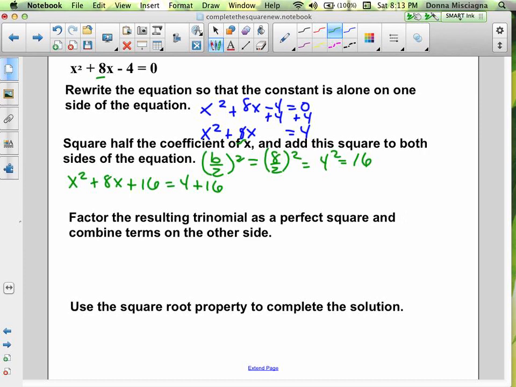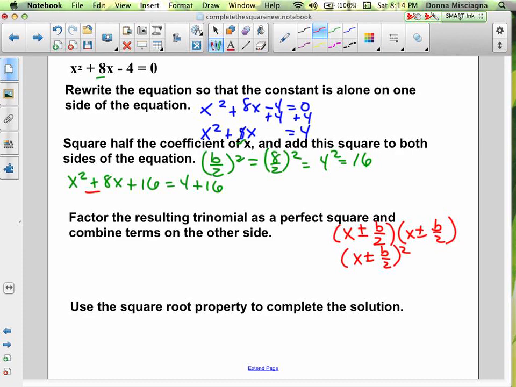We're going to factor the resulting trinomial as a perfect square and combine the terms on the other side. We're just going to add the 4 and the 16 on one side, and factor the x squared plus 8x plus 16. These always follow a pattern. There are two ways you can think of it, and it gives you the same answer, so use whatever's easiest for you. It'll always be x plus or minus, plus if the coefficient is positive and minus if it's negative. The c term is always positive because we squared something, but the coefficient in front of x could be positive or negative. So it's x plus or minus b divided by 2, and there are two of them, so it's x plus or minus b divided by 2, times x plus or minus b divided by 2, which is the same as x plus or minus b divided by 2, squared. That's one way you can think of it.